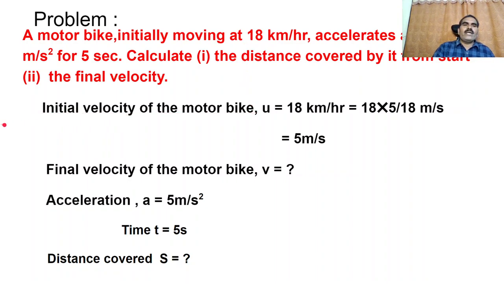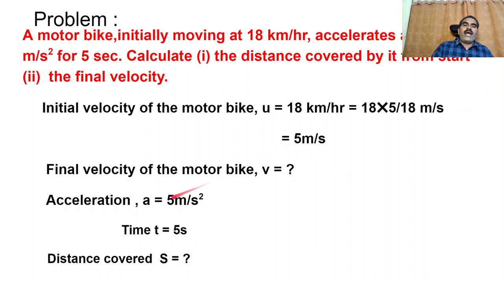That's why, see, the initial velocity of the motor bike, that is u, is equal to 18 kilometers per hour. Whenever you convert kilometer per hour into meters per second, you have to multiply by 5 by 18. Why? Because kilometer means 1000 meters, and hour means 60 into 60. So by simplifying this, we get 5 by 18. So that is equal to 18 into 5 by 18 meters per second. So 18 will be cancelled. So what we get here? 5 meters per second. This is the initial velocity of the motor bike.